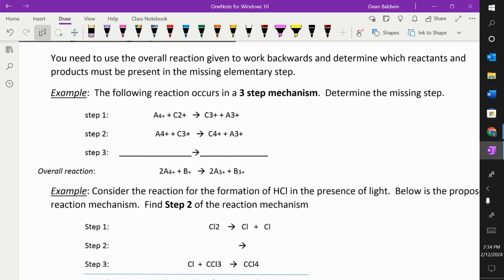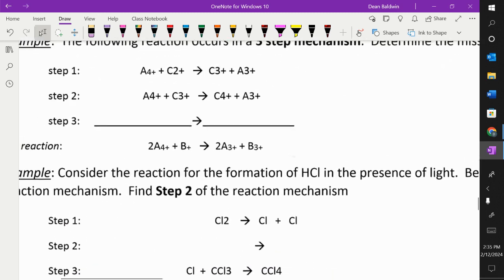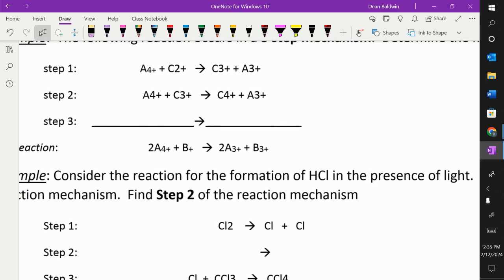So, what doesn't appear in the final reaction? What letters? The C's need to all disappear, right? Everybody agree with that? Okay. So, here we go. This C3 is going to cancel that. I need this C2 plus to cancel out. How do I make that happen?